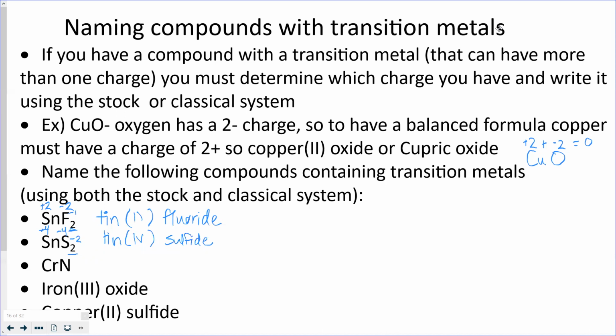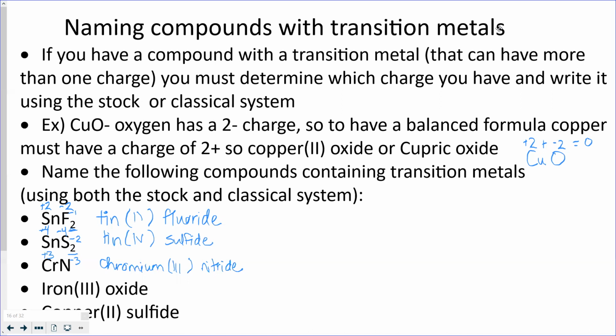Let's look at the next one. We have CrN. Cr is chromium. It does need Roman numerals. N is nitrogen, but in a compound it's nitride. So nitride has a -3 charge, and there's only one of them. So chromium has to have a charge to cancel out the -3. So chromium would need to be +3.